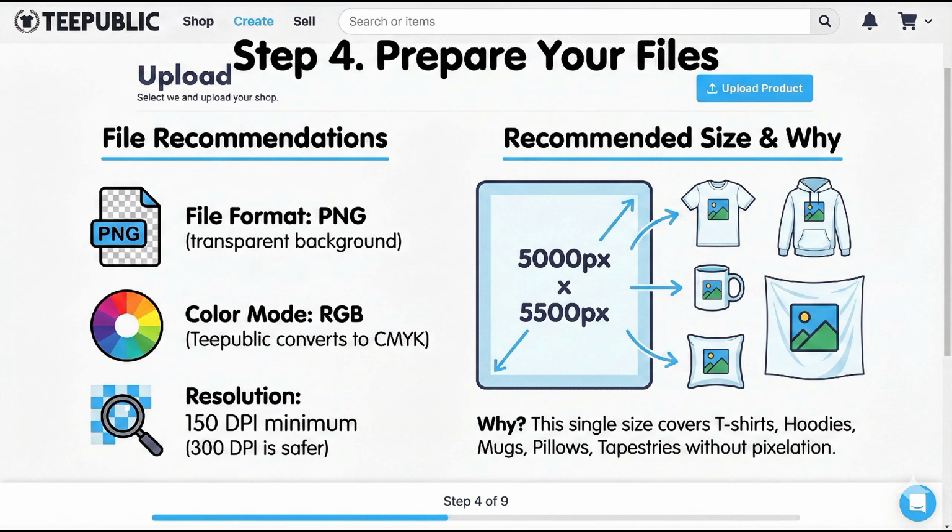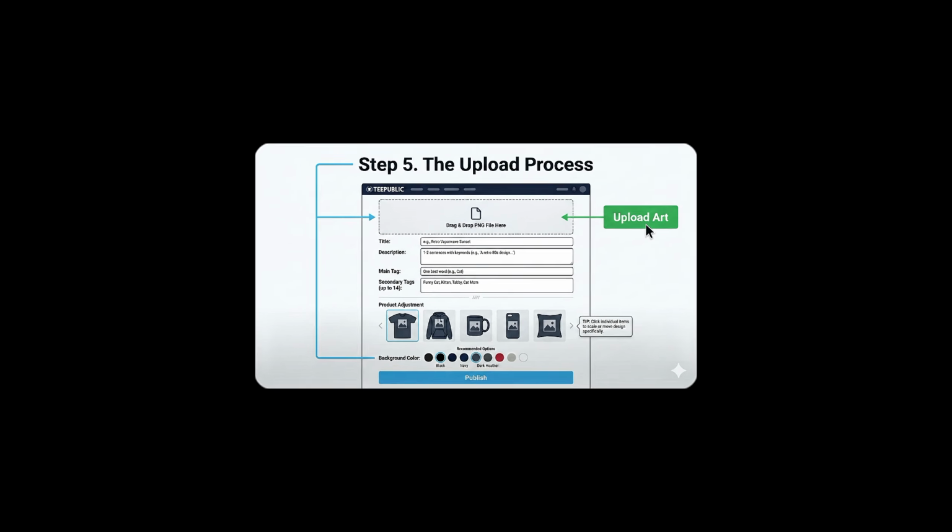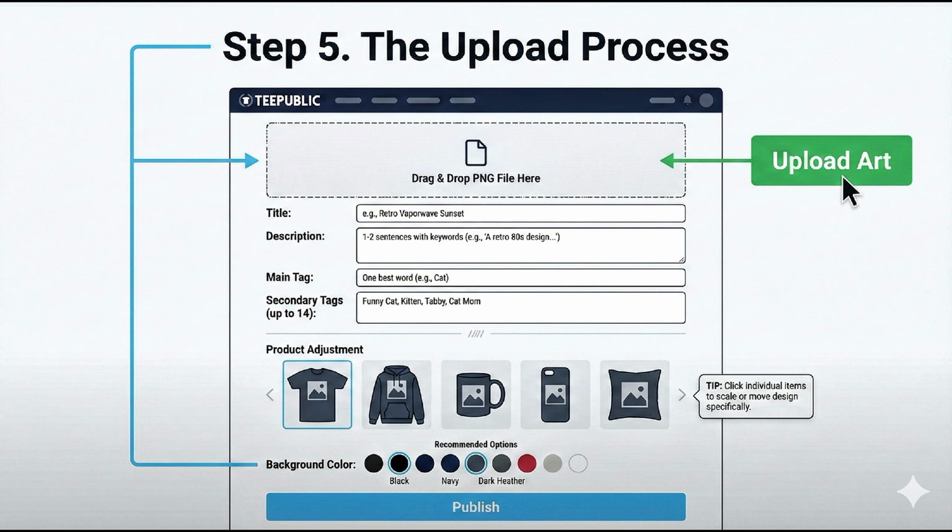Why this specific size? Because it's large enough to cover every single product in the catalog, from a small phone case to a massive wall tapestry, without ever looking pixelated. Get that file ready, and let's move on to the upload. All right, let's get your design live. We are now moving on to step 5, the upload process.